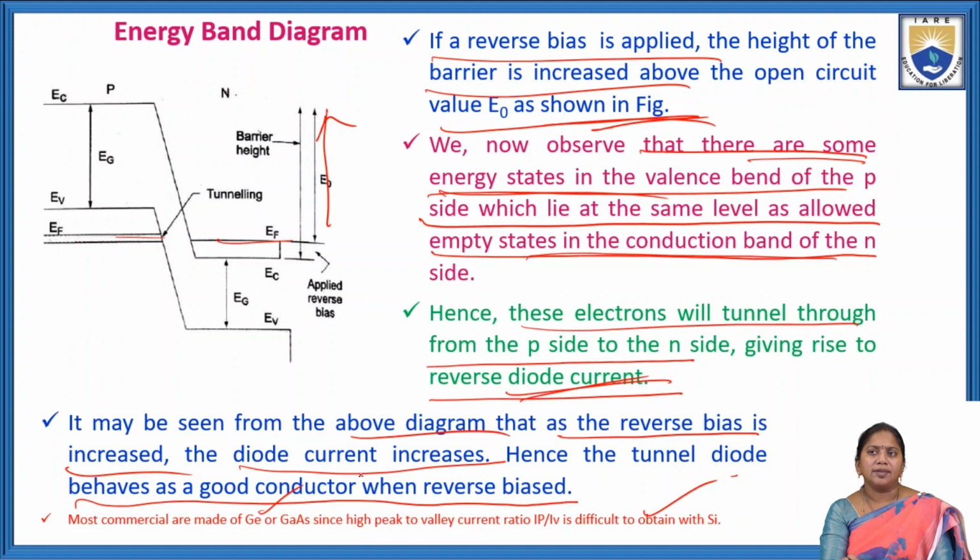If reverse bias is applied, the height of the barrier is increased. Now, the tunneling takes place. If you increase the reverse bias voltage, then the reverse bias current also increases. Hence, the tunnel diode behaves as a good conductor when we apply the reverse bias.